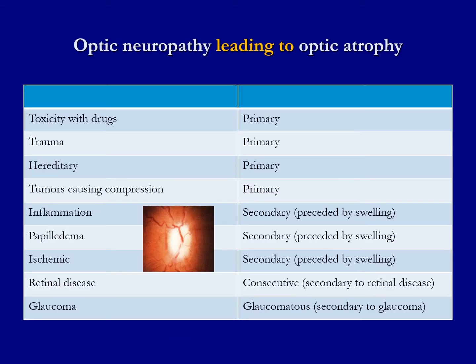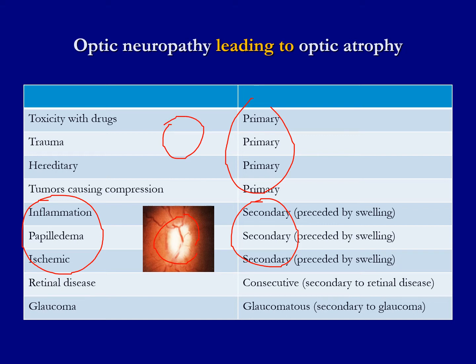Let's make your concept a bit more clear before going into the MCQs. Secondary optic atrophy could be because of inflammation, ischemia, or papilledema, and the optic disc margins are unclear or indistinct or irregular. Primary optic atrophy, the optic disc margins will be clear but no cupping. In the retinal disease, the optic disc margins will be clear but there will be signs of retinal disease. And in the glaucoma, optic disc margins will be clear but the cup will be bigger than usual. So these are the 4 types of optic atrophy. Let's start the MCQs.